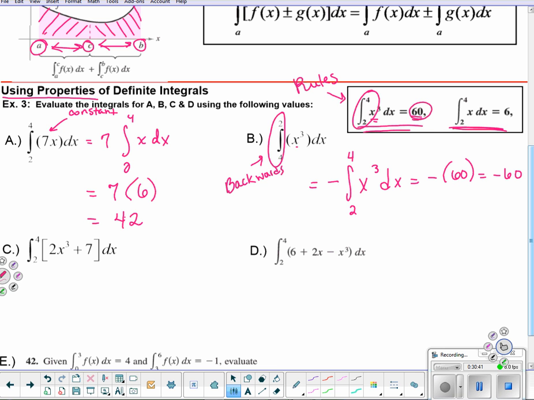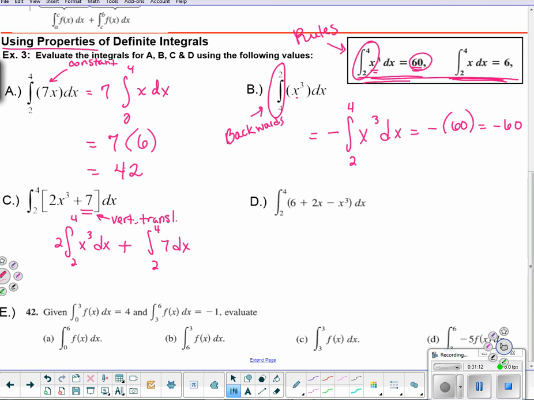This next one is a vertical translation, is really what's happening. So I'm building a box really underneath. I'm going to chop this up and use the addition subtraction property. I could even use the 2 out front, constant property, and add with it the integral from 2 to 4 of 7. And you're going to say, hey, Ms. Apple, there's no rule given for 7, but we can think that one through. So x cubed was a 60, so this will be a 2 times 60, won't it?